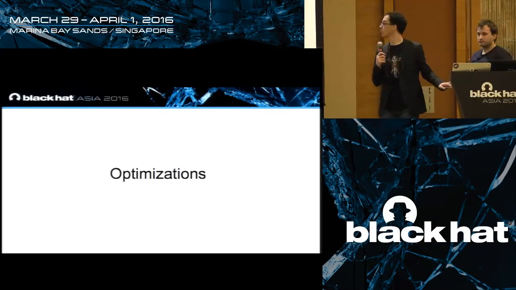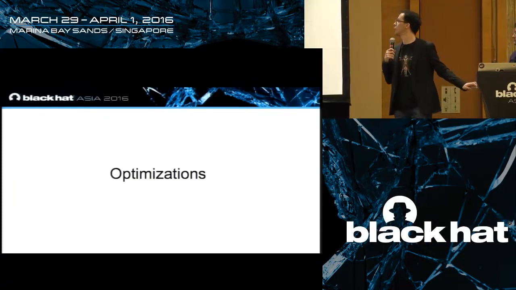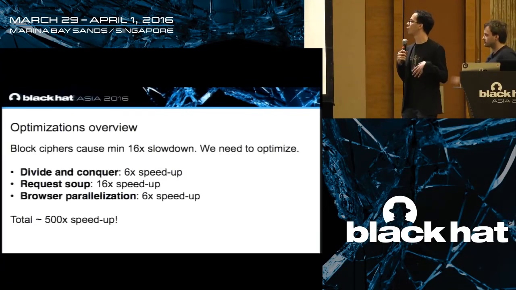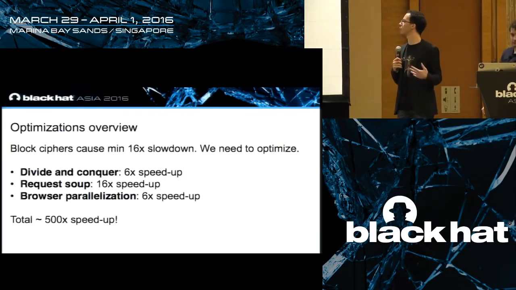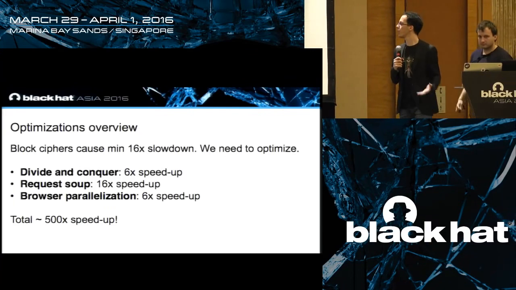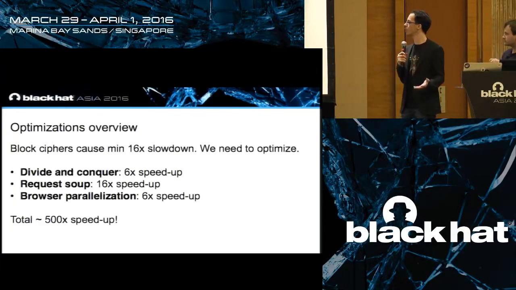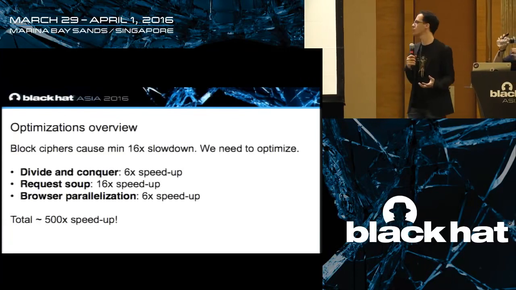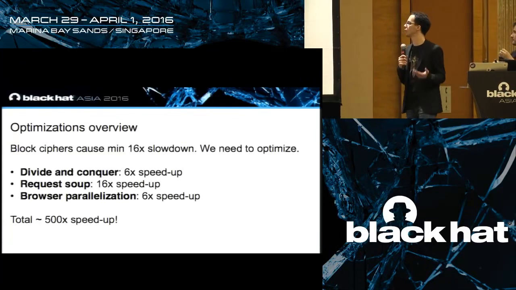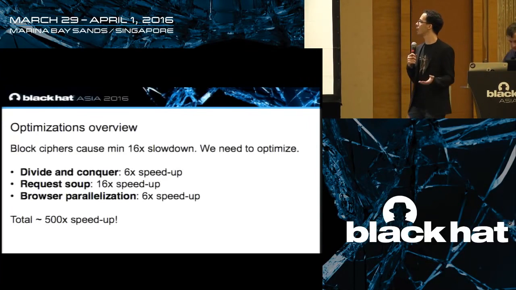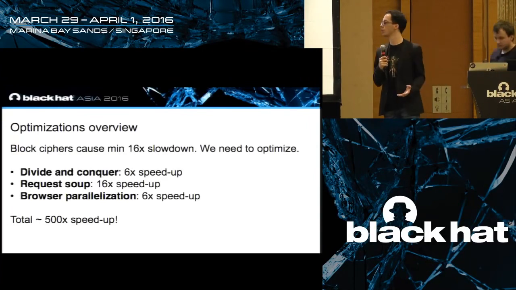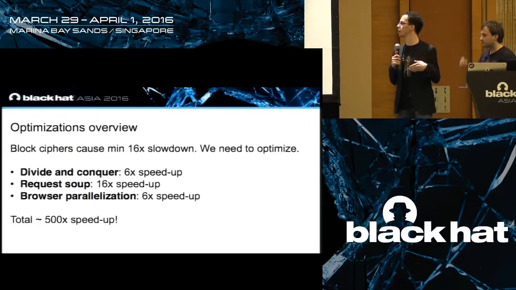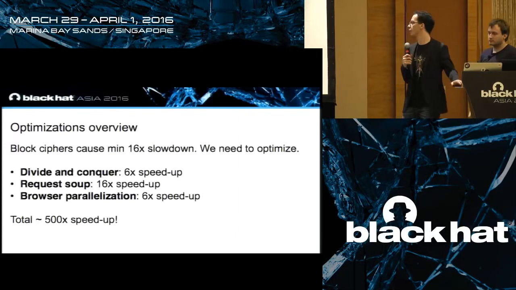Okay, so let's move on to some of our optimizations to bypass these problems. We propose here three optimizations. The first one is the divide and conquer technique. The second one is the request soup, and the third one is the browser parallelization. Actually, block ciphers of 128 bits, like AES, cause a 16 times slowdown. So these techniques should result in a 500 times speedup, theoretically.